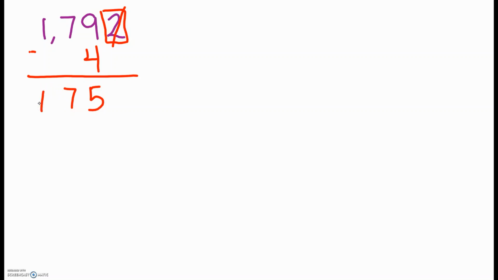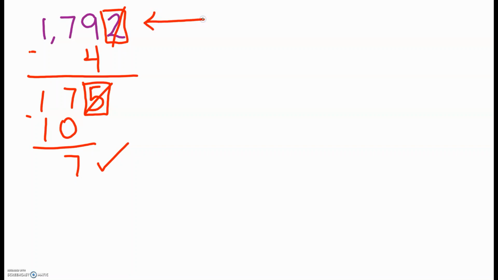Now, I can keep going. We may not know if 175 is divisible by 7, so let's keep going to see if this is going to work. I have 5, so I need to double that. 5 times 2 is 10, so I'm going to subtract 10 from the remaining digits and bring down my 7, because 17 minus 10 is 7. We ended with a 7. We know 7 is divisible by 7, so that means this entire number, 1,792, is divisible by 7.